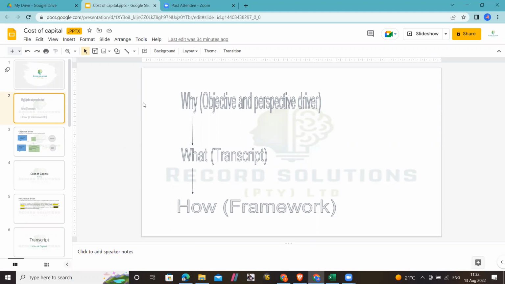Now I'm going to start with why we are doing this thing, because it's very important, especially for a topic like cost of capital. Once you understand cost of capital, then you won't ever have a problem with it. It becomes a problem when you don't understand why you're doing it. So I'm going to start with this Y component, which is illustrated by two things, the objective driver and the perspective driver.